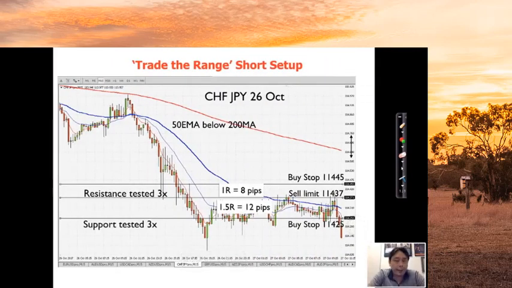Next example is on Frank Yen. So once again, downtrend bias, 50 moving average below the 200 moving average. And let me mention again, to remind you to always check the H1 candles as well, right?